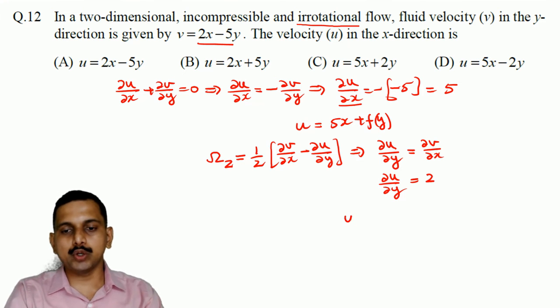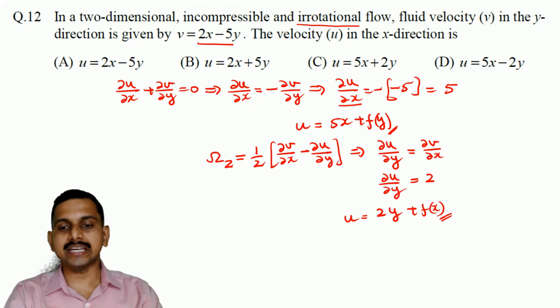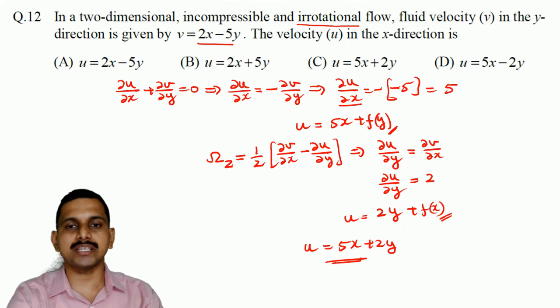So my u is equal to 2y plus some function of x. Now when we compare this u and the earlier u, we get the equation for u as 5x plus 2y. So the answer for this is C.